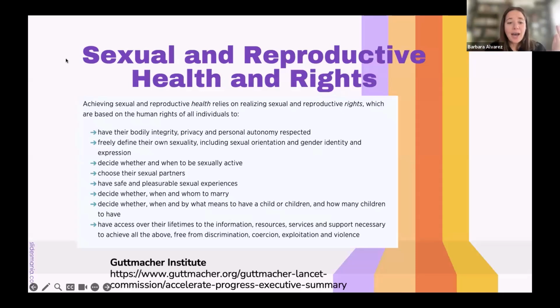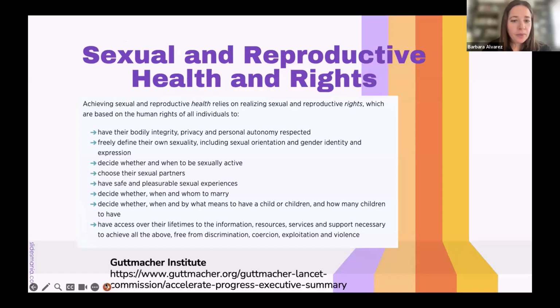So this is about bodily integrity, privacy, self-determination, safety, whether or not to have children. And I think we'll all appreciate the very last bullet point, access over their lifetimes. I wish I could highlight that, over their lifetime. So that includes all ages throughout our entire lifespan, to information, resources, services, and support to achieve all of this.